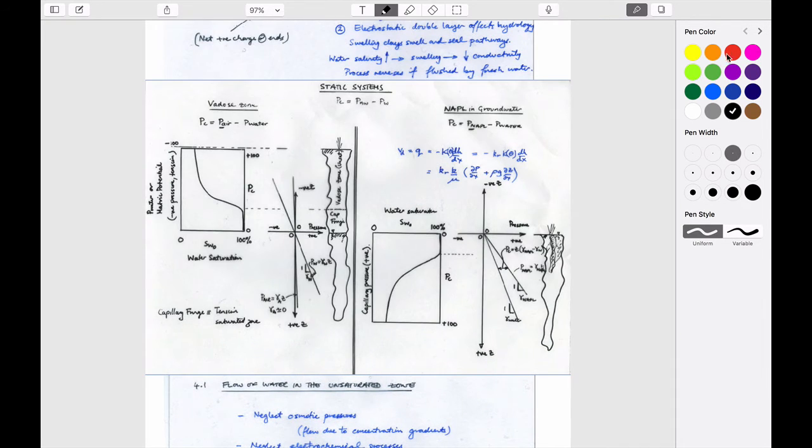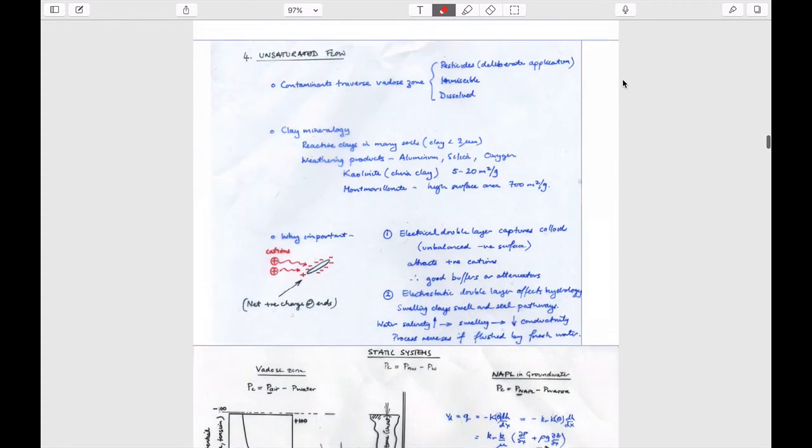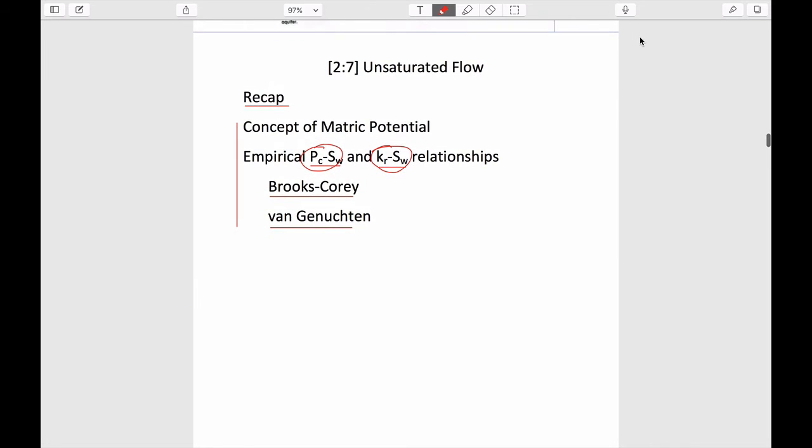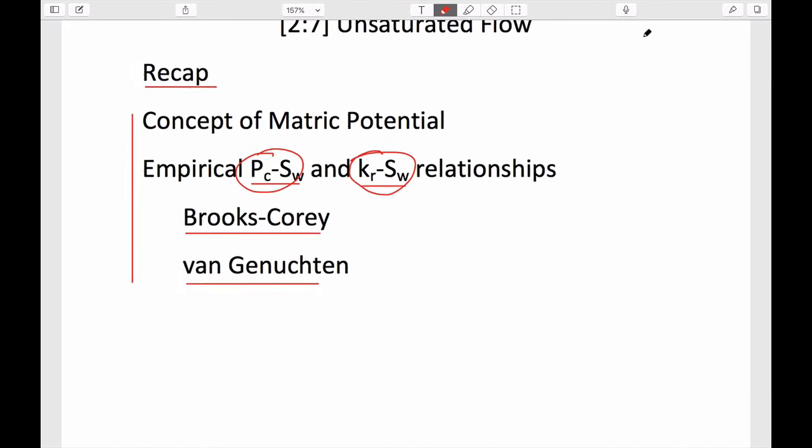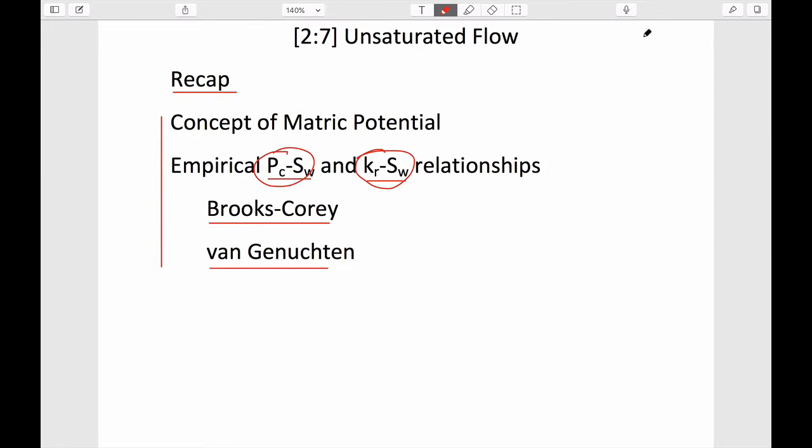All right. I'm going to go back to this, close this. So that's kind of the recap. So what we're going to look at now is this idea of matric potential. Actually, we don't really need to look at it because we can describe it in 2 seconds.